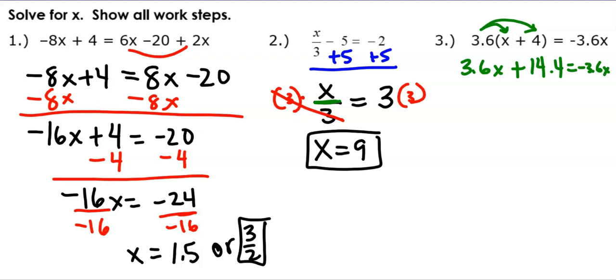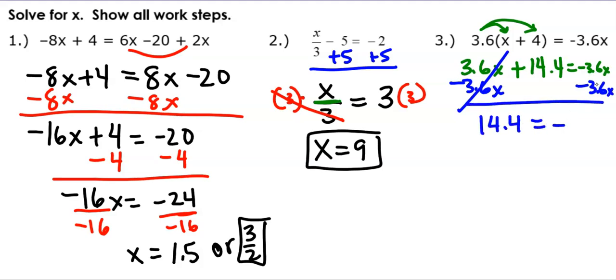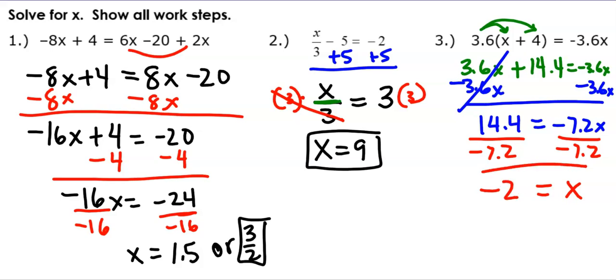Now my coefficients are not the same, and this side of my equation only has one term. So I don't want to add 3.6x to both sides here, because then there would be nothing left. So what I'm going to do here is subtract 3.6x from the left and the right, which will leave me with an x on the right-hand side. 7.2x. And now I'm going to divide both sides by negative 7.2, and that leaves me with negative 2.